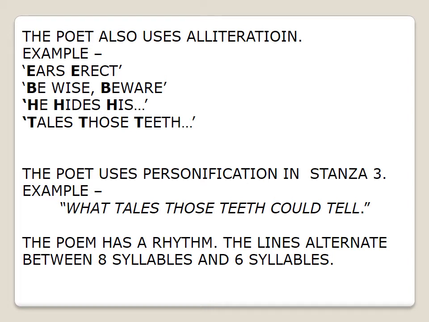The poem has a rhythm. The lines alternate between 8 syllables and 6 syllables. While reading the poetry, we understood this as well. Even in the textual exercises, there's a question related to this and we discussed it. Rhythm means the syllables are balanced in such a way that there's a beat, almost a song-like quality. We can read the poem along with the beats and it will be very rhythmic. So it is because it is balanced between 8 and 6 syllables.